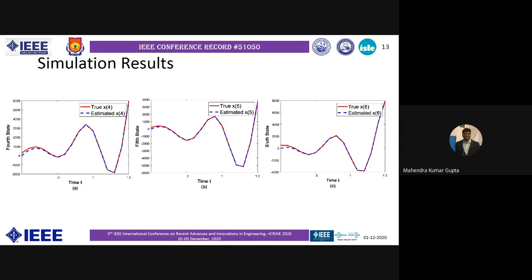We see here that the red line is the true state of the original system and the blue dashed line is the estimated value, and it satisfies the condition of an observer: as t tends to infinity, the estimated values of the states approach the true values of the states. Similar results hold for x4, x5, and x6 in figures A, B, and C.